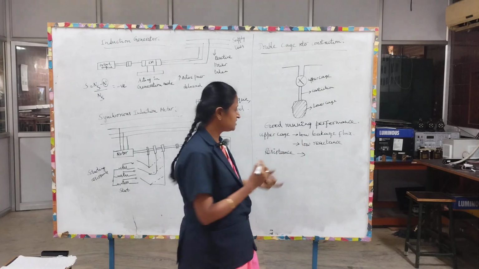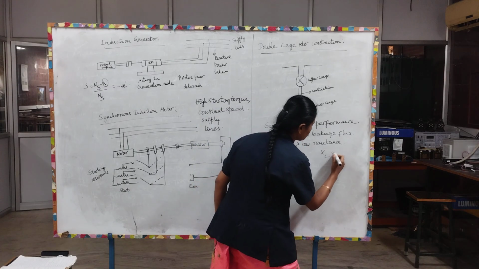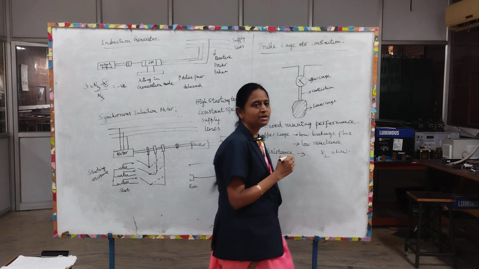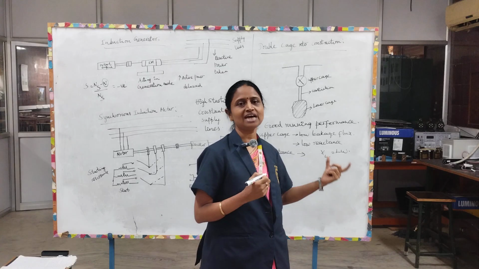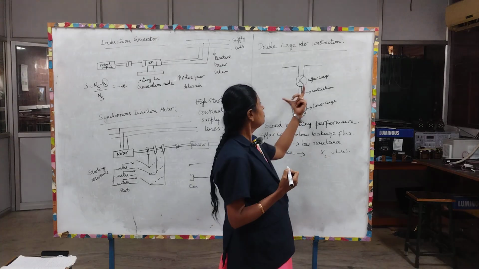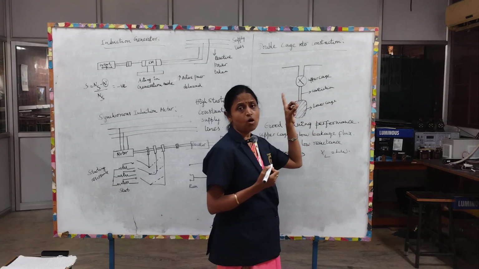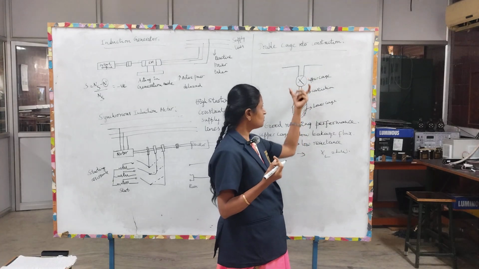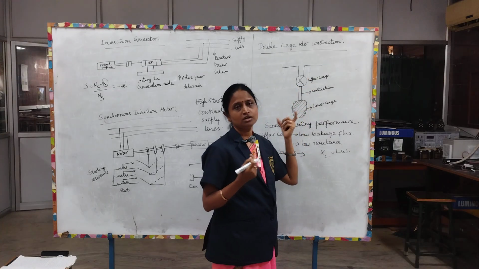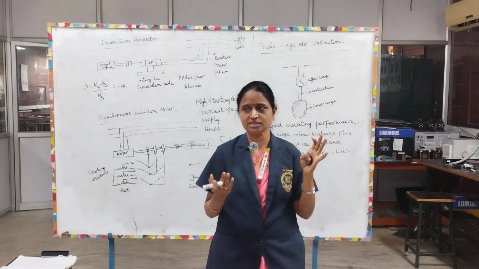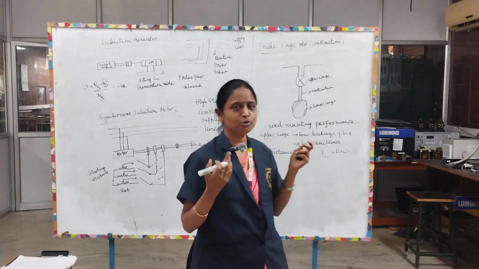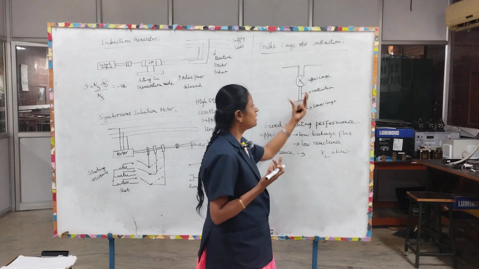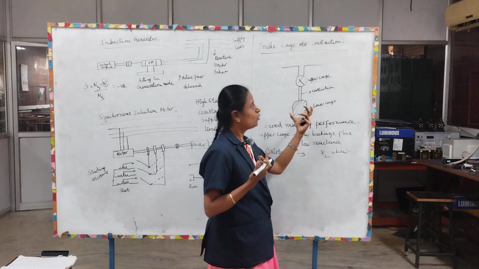So what is reactance? You know, XL equals L into omega, where L is the inductance and omega is the angular speed. Here the resistance offered by the upper cage will be very high, so most of the current will flow to the lower cage. You know what resistance is: it is nothing but the opposition to the flow of current. Thereby the current reaches the lower cage.